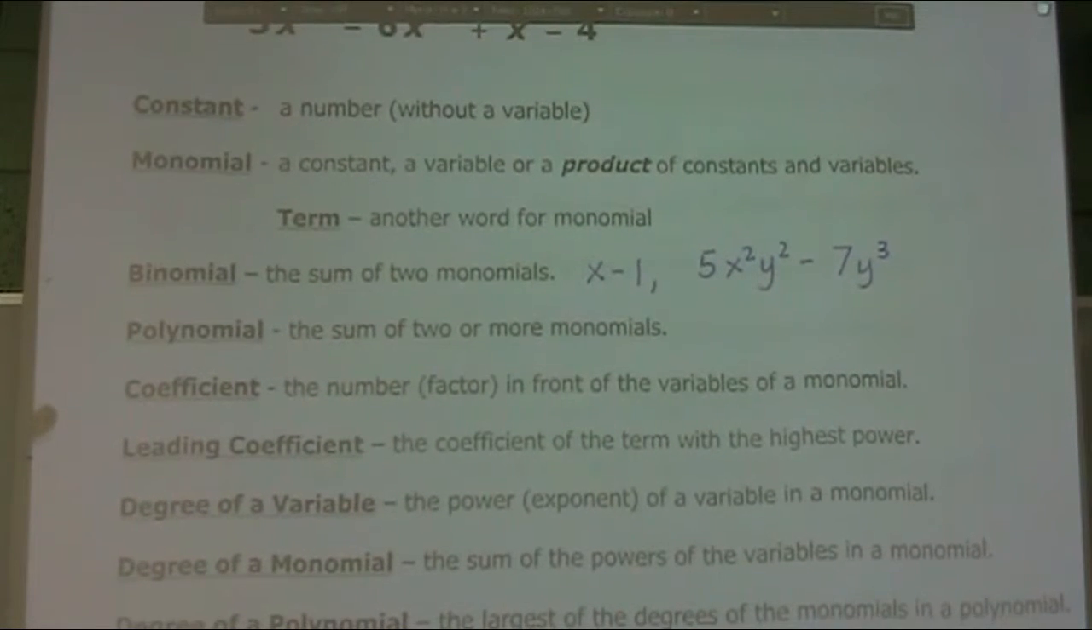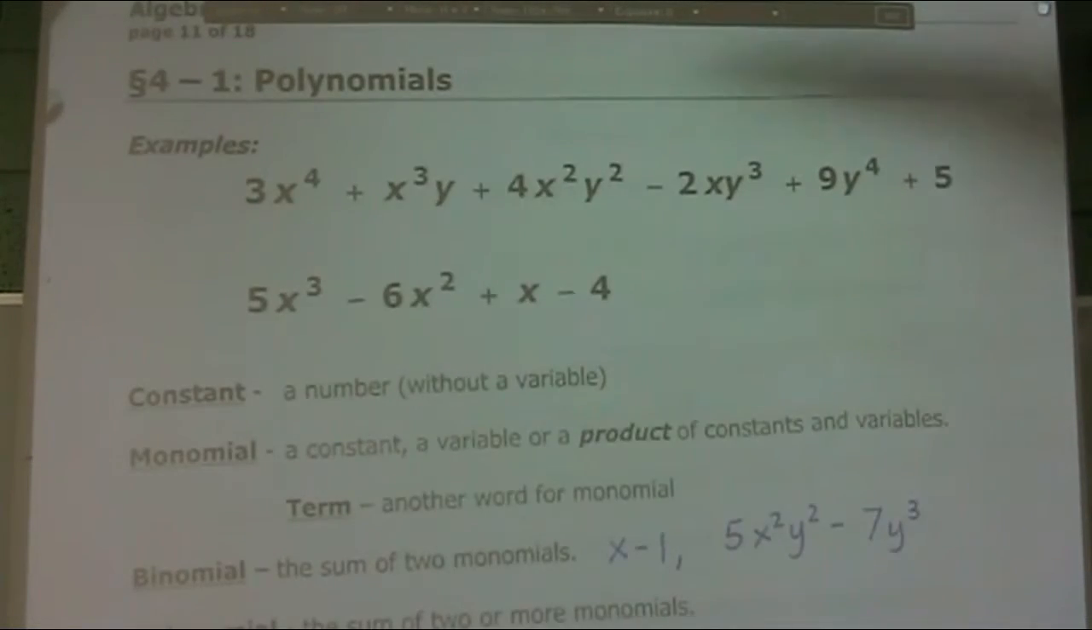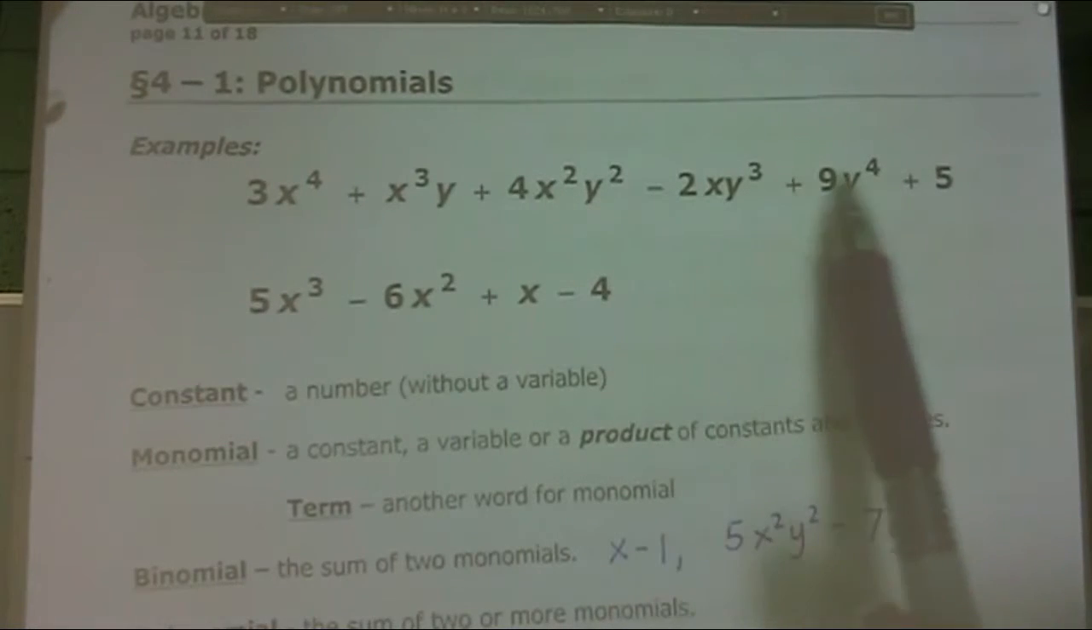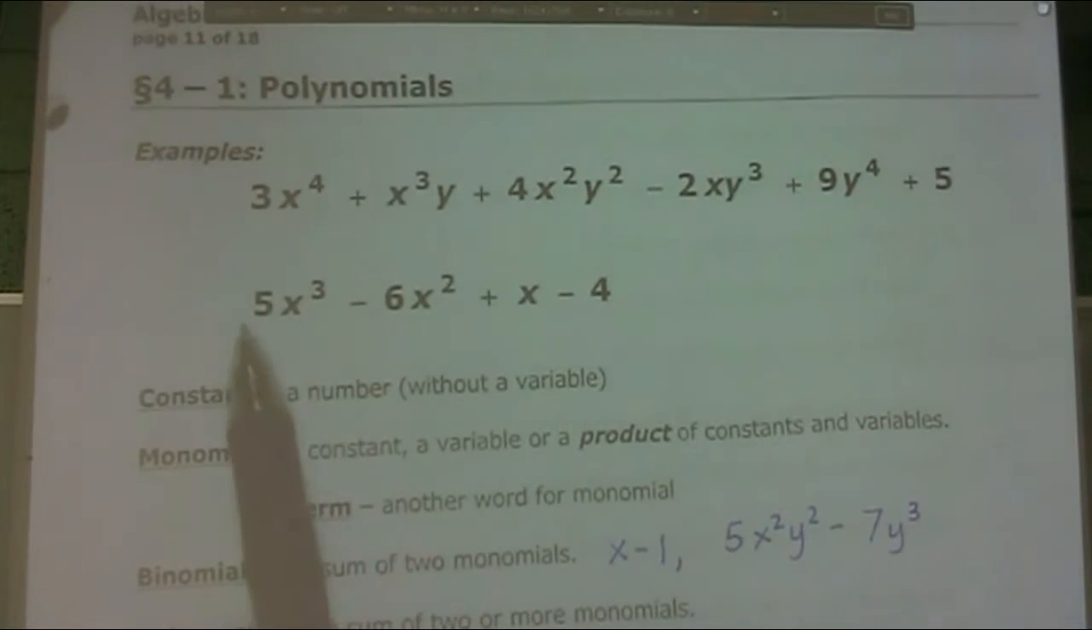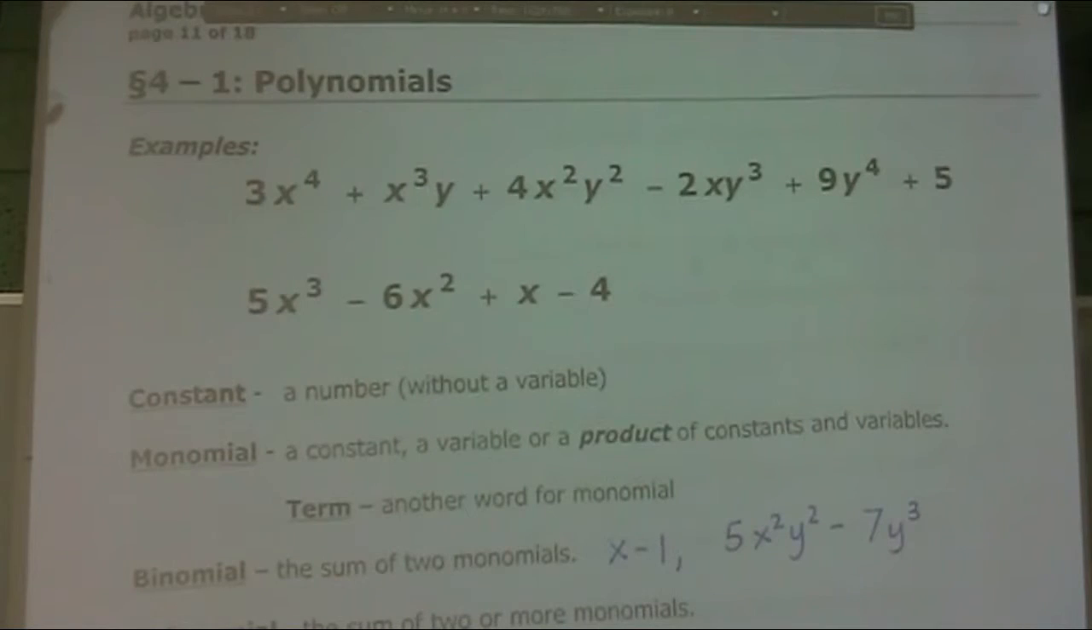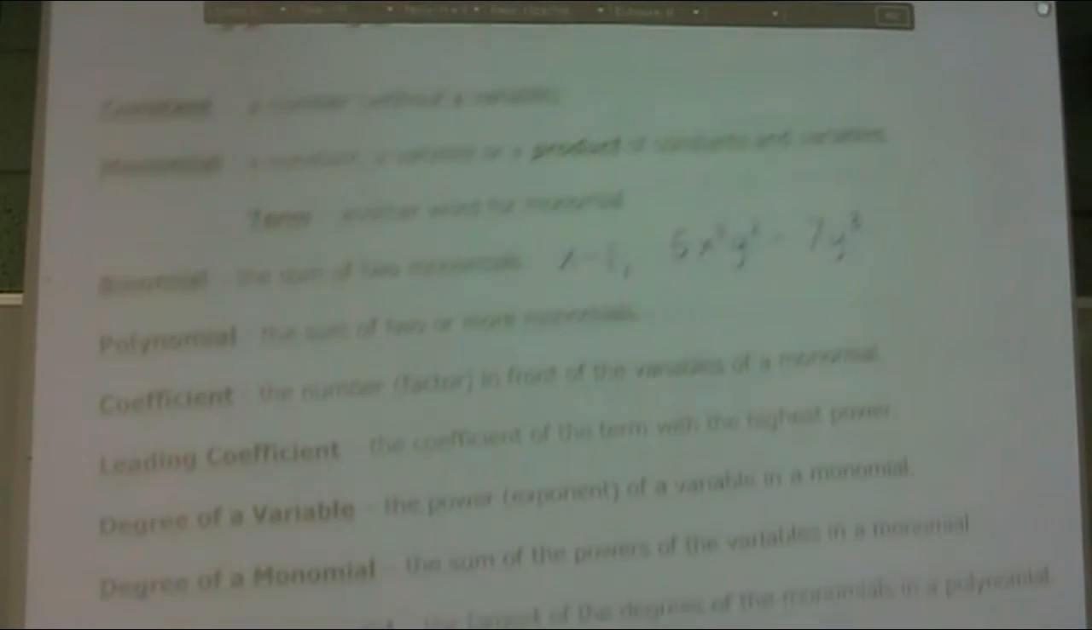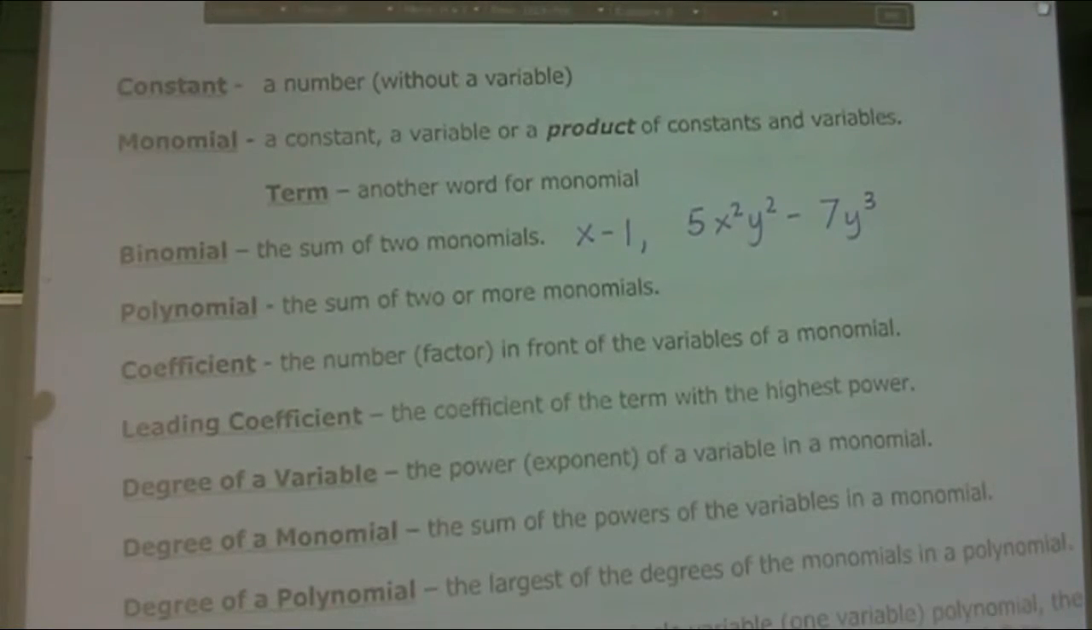Now, a polynomial is the sum of two or more. So a binomial can also be called a polynomial, but polynomials also include more than two things added together. So, for example, this whole thing is a polynomial. This whole thing is a polynomial. All right? The word trinomial, as I'm sure you can guess now, is 3 things added or subtracted. Exactly 3.